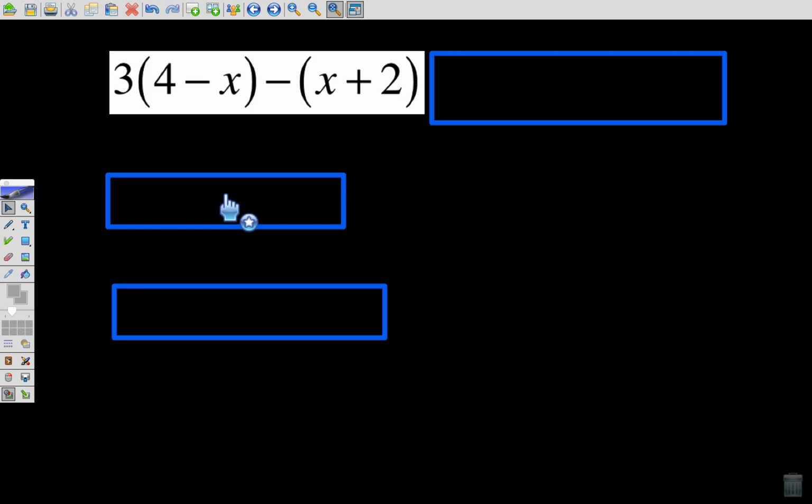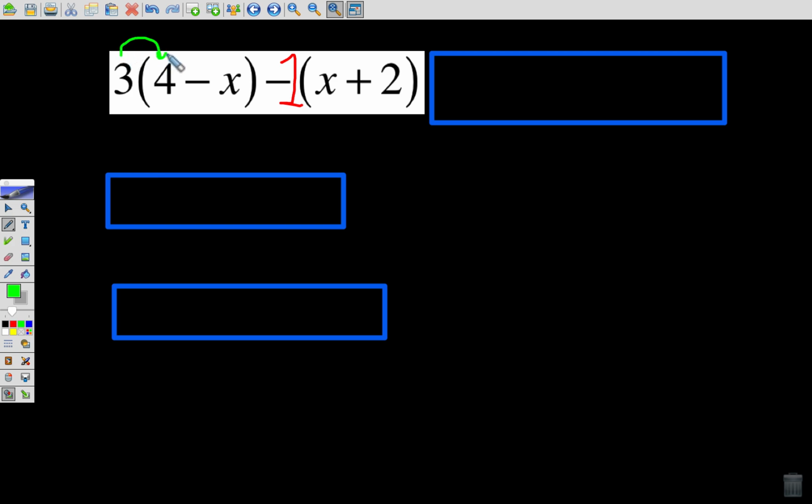All right, similar situation. We have 3 times a quantity. It's 4 minus x, and we have minus a quantity. Now, what we realize is there's no number in front of this parentheses, so we're subtracting everything inside this quantity. So we're subtracting x and we're subtracting 2, but it helps to put that 1 in front here so that when you distribute, you'll be distributing the -1.